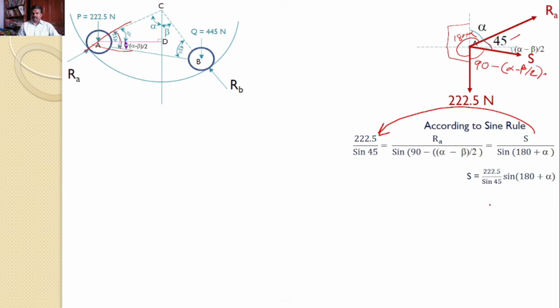So you can simplify further. I will get S is equal to minus 314.66 into sine alpha, because sine of 180 plus alpha is equal to minus sine alpha. Similarly, take these two expressions. Then I can write RA is equal to 222.5 by sine 45 into sine of 90 minus of alpha minus beta by 2. So that value is equal to 314.66 into cos of alpha minus beta by 2.